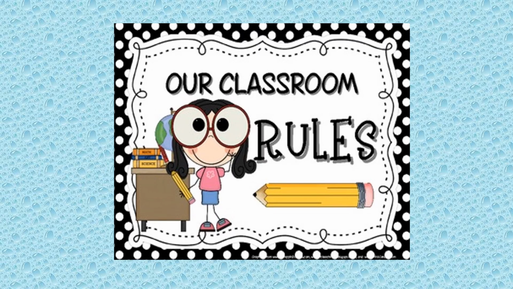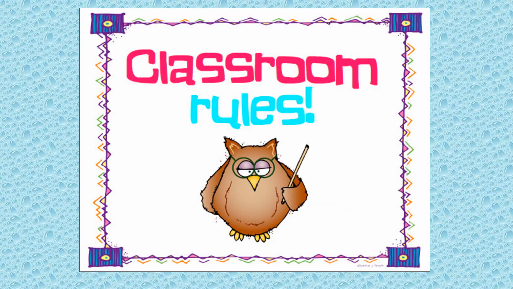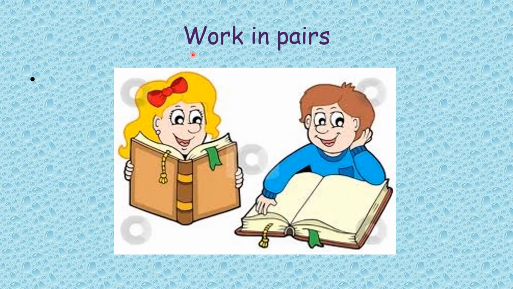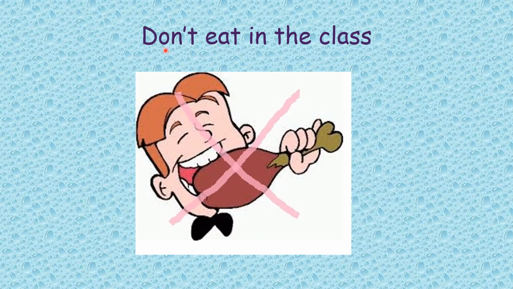Our classroom rules. In the classroom rules, we use the imperative sentences. And remember, the imperative sentence is the sentence that you use in order to tell someone to do something. Open your box. The imperative verb here is open, and this is an imperative sentence. Work in pairs. The imperative verb here is work. Don't eat in the class. This is a negative imperative. That's why we started with don't.